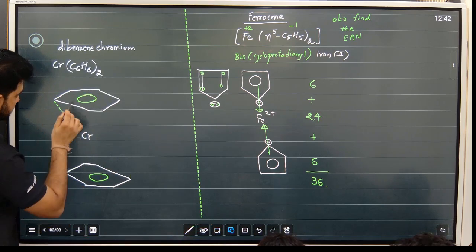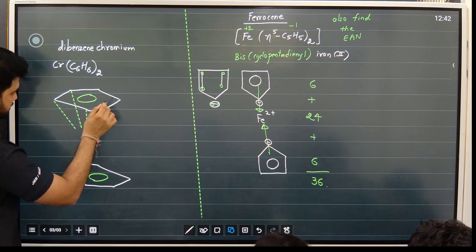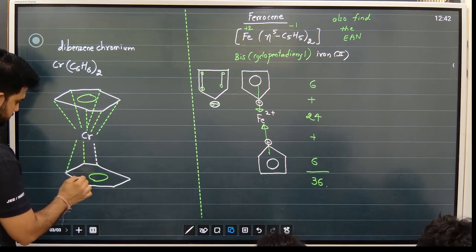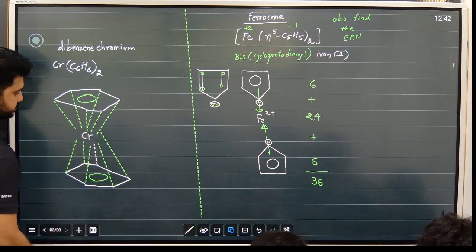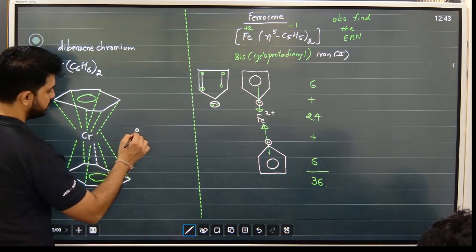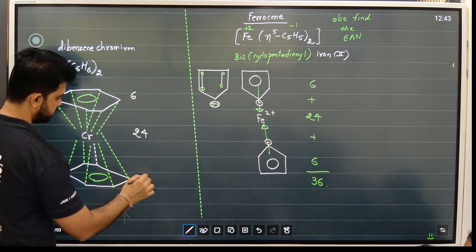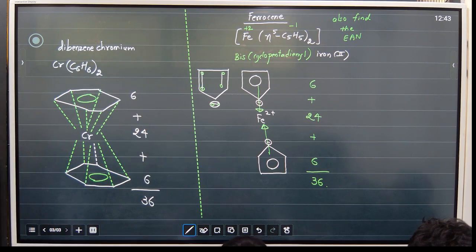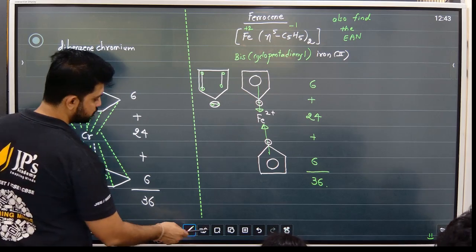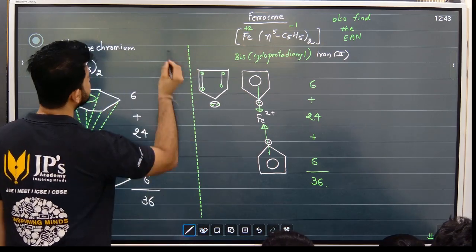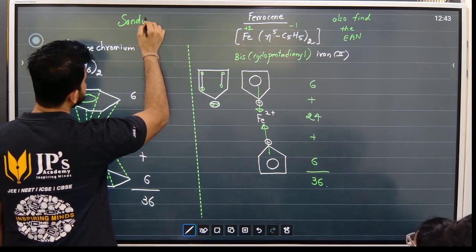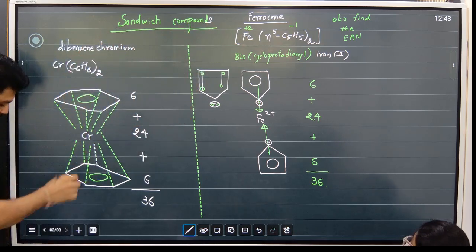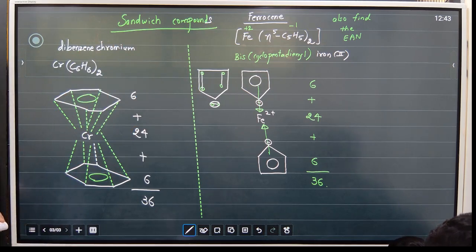यहाँ पे इसके चाहिए तो मैं ऐसे बना सकता है. Same thing over here. 24, 6 and 6. So the effective atomic number comes as 36. These two compounds together, they are also known as sandwich organometallic compounds.